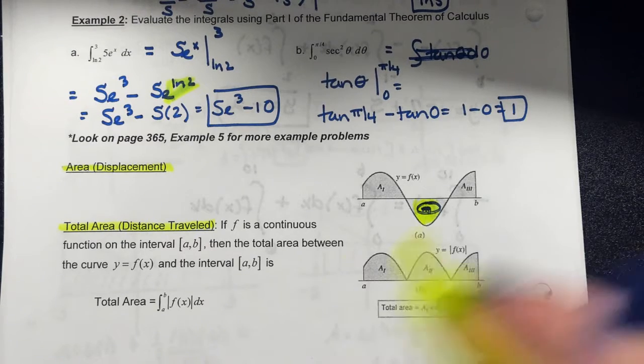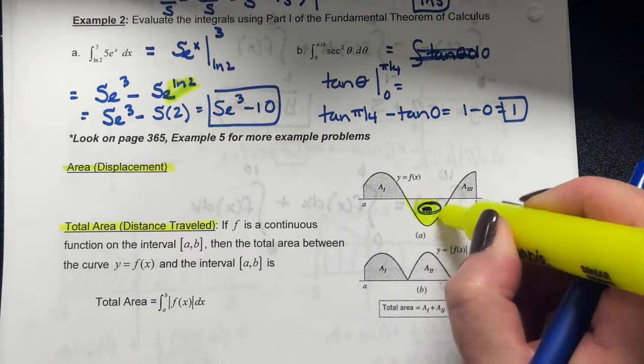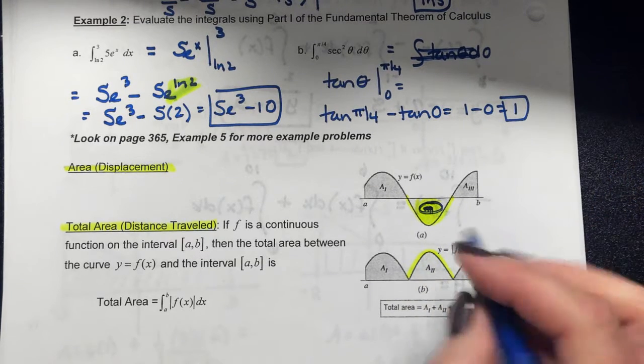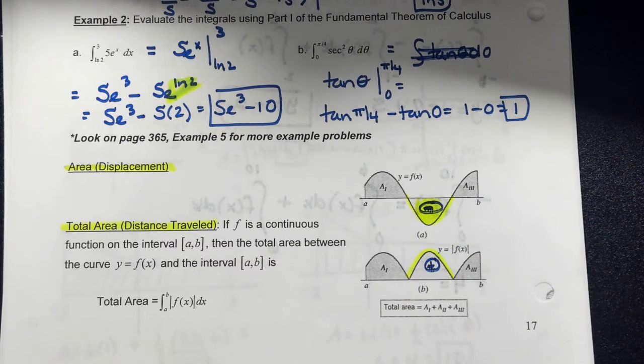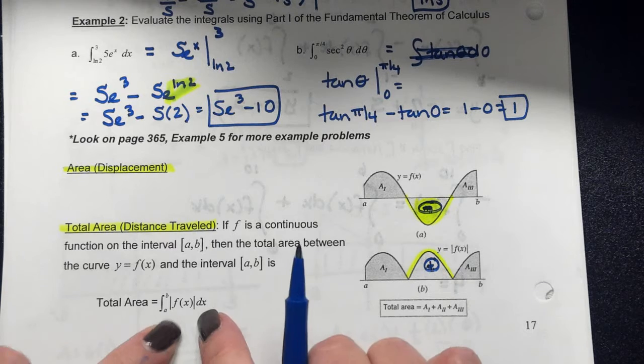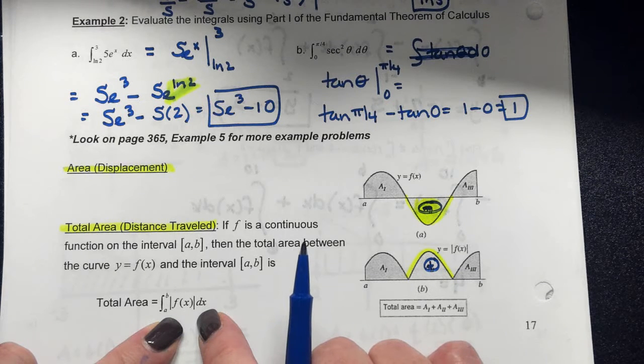then what you're going to have to do is take this region that falls below the x-axis and reflect it above the x-axis. So that's where we would consider this region to be positive. So anytime they talk about total area or total distance traveled, that's where you're going to take the absolute value of the function in order to calculate the total area.